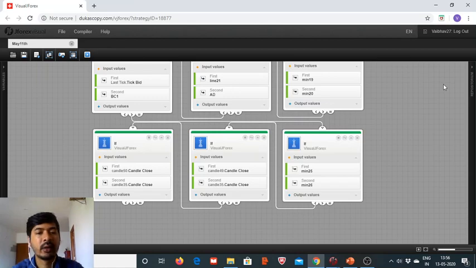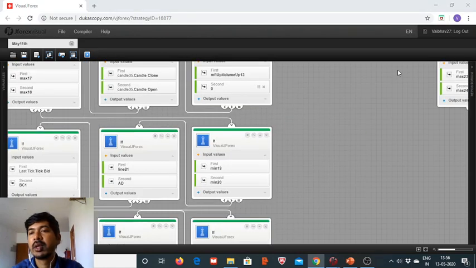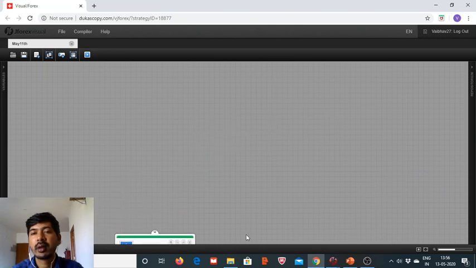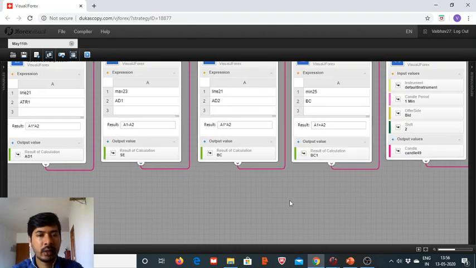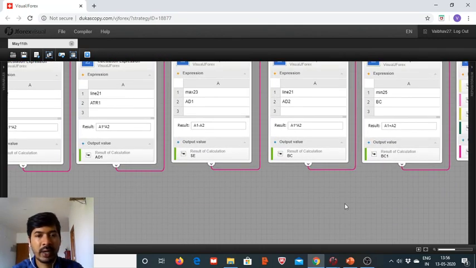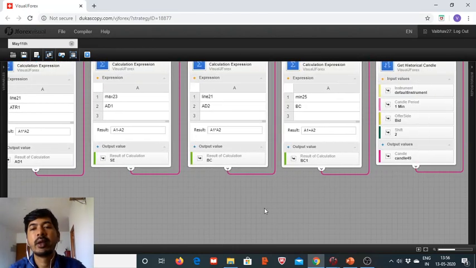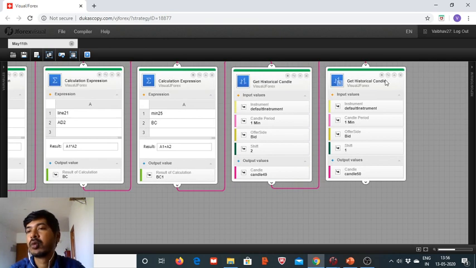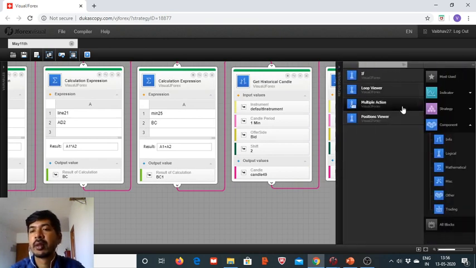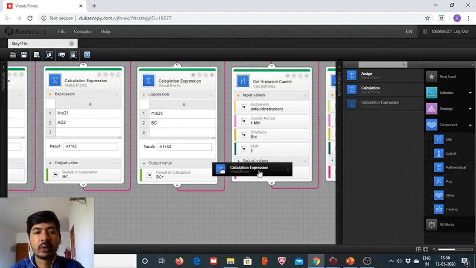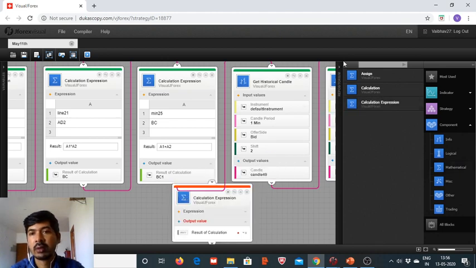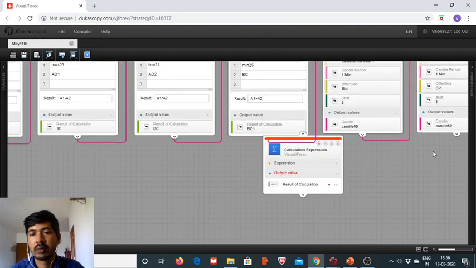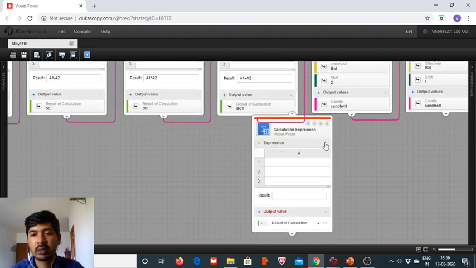Okay, candle 50's close will need to be higher than candle 35's close. And let me see if we have defined the buy entry point. No, we haven't really defined the buy entry point. For that we now need to do one more calculation expression, and here comes the calculation expression.